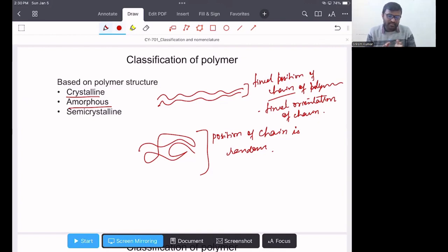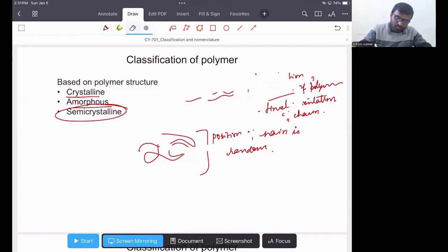And another is the example of the semi-crystalline polymers. These kinds of polymers have both properties, crystalline and amorphous structures as well. And we are going to learn and understand how these different structures of the polymers affect the glass transition temperature and the melting point of these polymers.